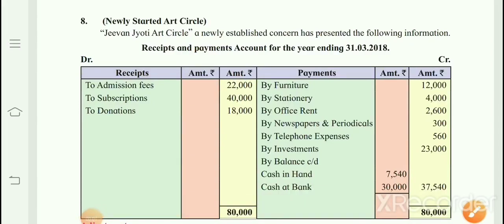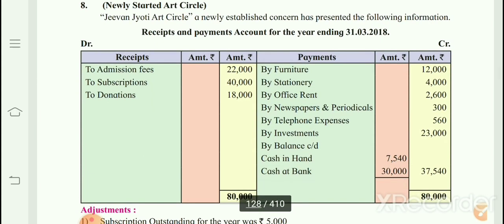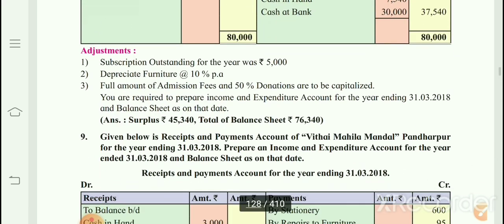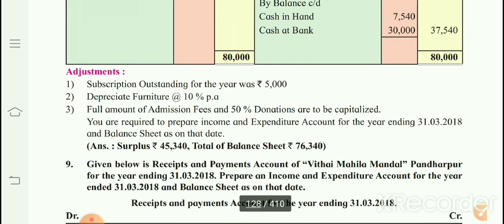Hello friends, today we are going to solve exercise number 8 from Not for Profit Concern. Jeevan Jyoti Art Circle, a newly established concern, has presented the following information. Receipts and payment account for the year ending 31st March 2018 is given to us. That means 2017-18 is the current year. At last, we have been asked to show income and expenditure account and balance sheet.